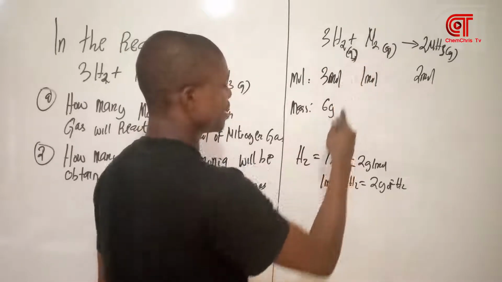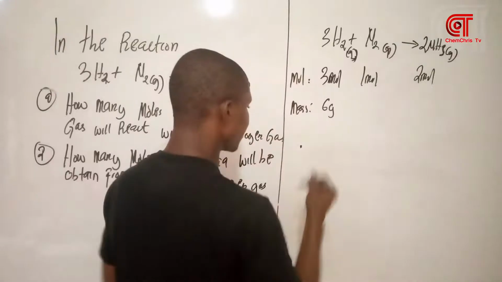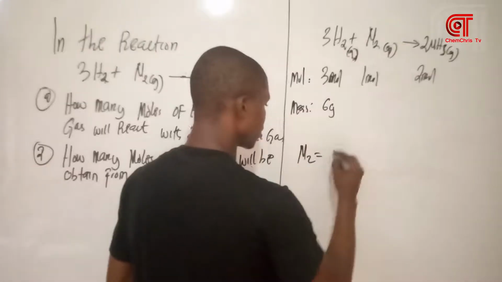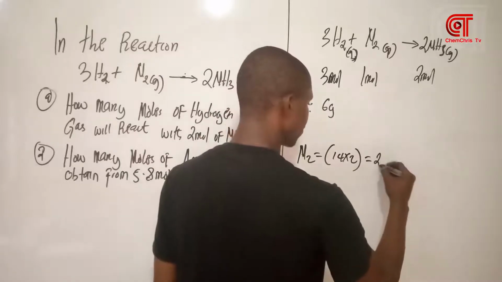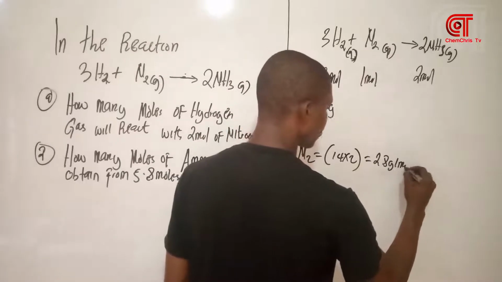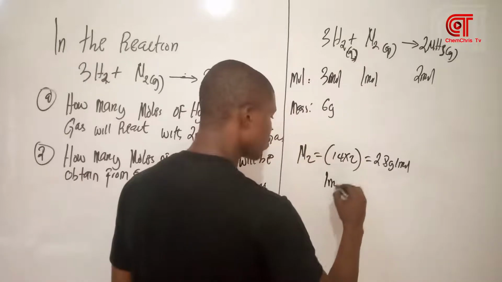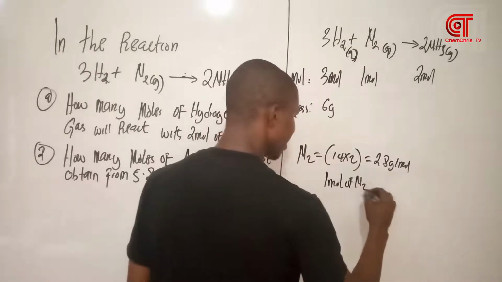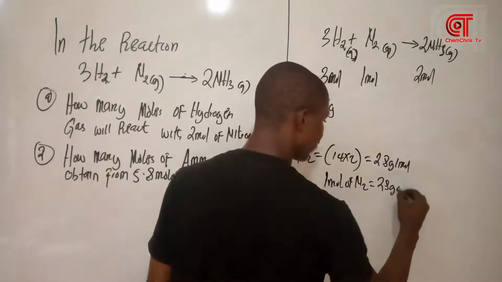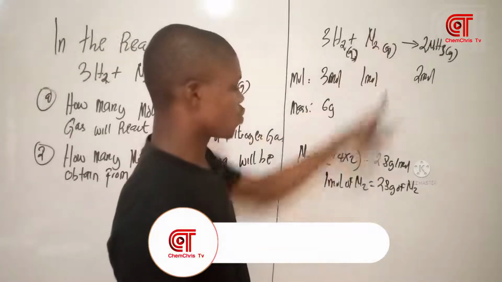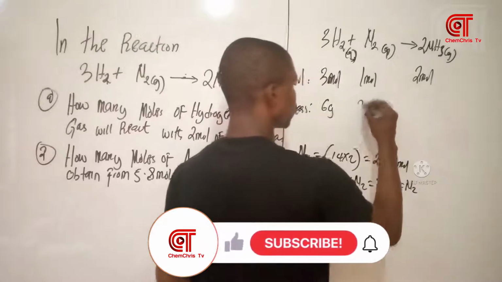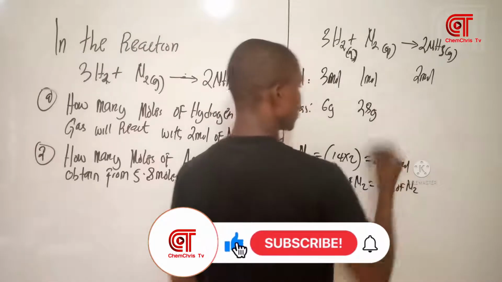Now nitrogen: the atomic mass of nitrogen, N2, is 14 times 2, which is 28 grams per mole. For every 1 mole of nitrogen gas, I have 28 grams of nitrogen gas. So how many moles do we have here? Here I have 1 mole. So 1 times 28, I'm going to have 28 grams.